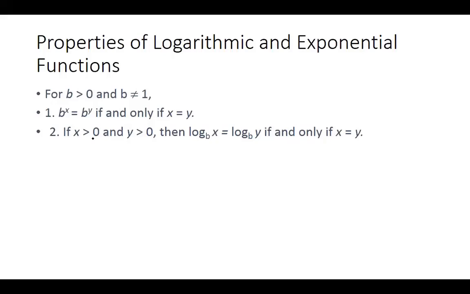If x is greater than 0 and y is greater than 0, then log of x with the base b is equal to log of y with the base b if and only if x is equal to y. So if I have log of x equal to log of y with the same base, we can conclude that x must be equal to y. We can conclude that the arguments must be equal to each other. We're going to use all these properties to solve equations.